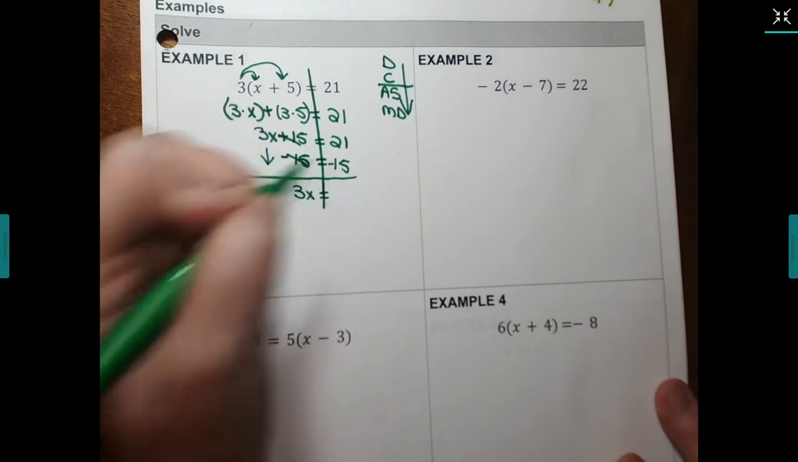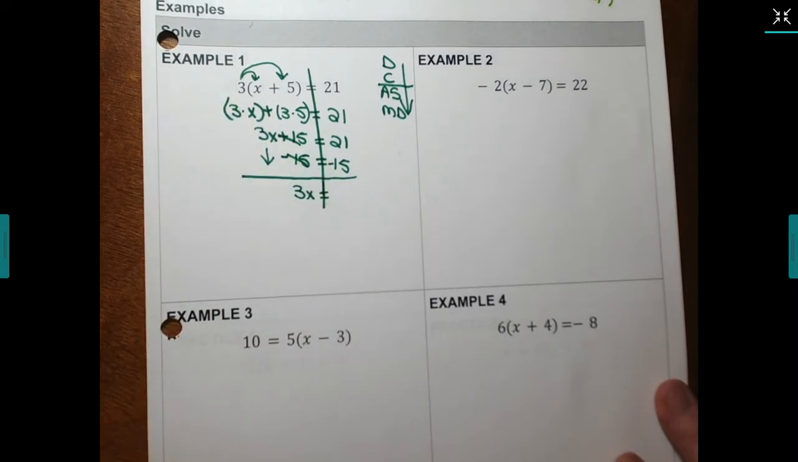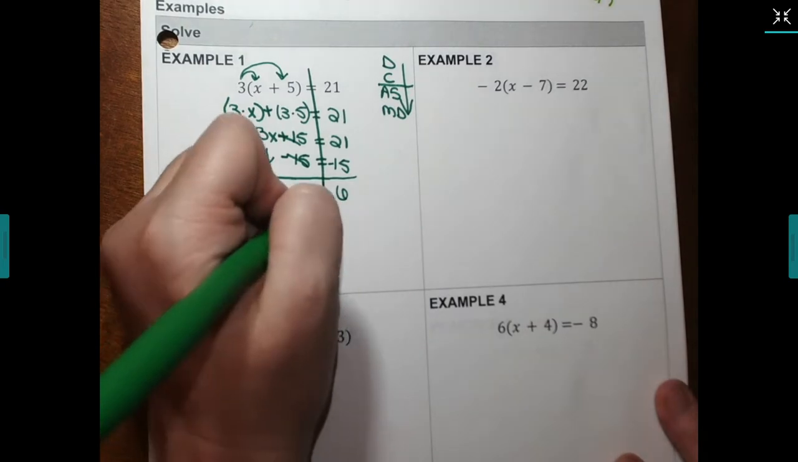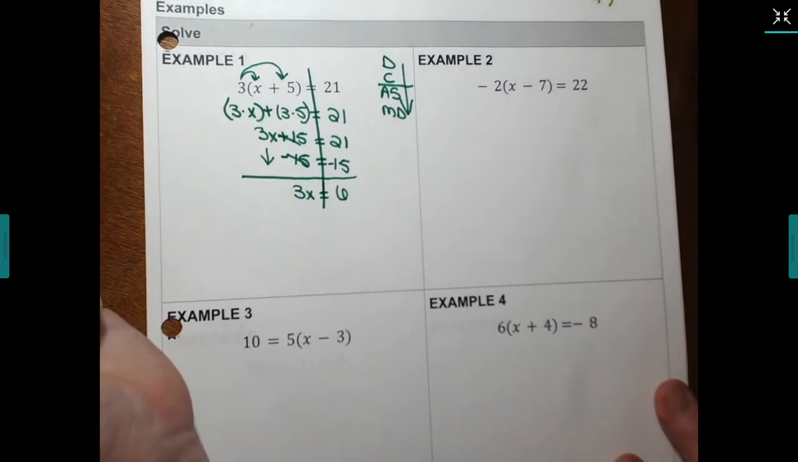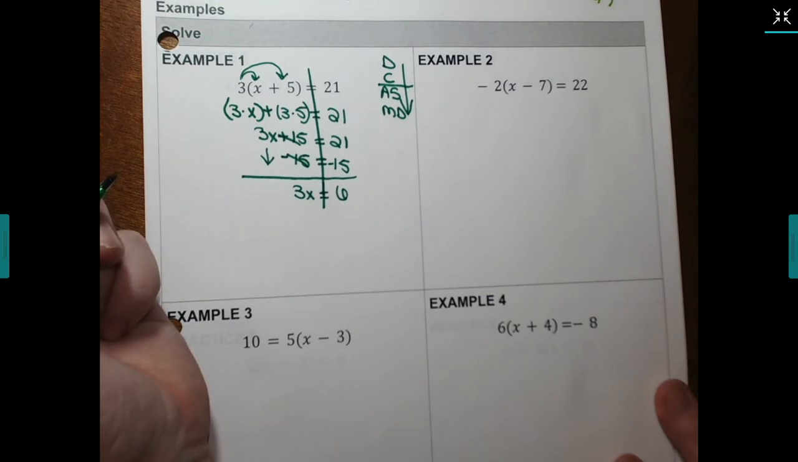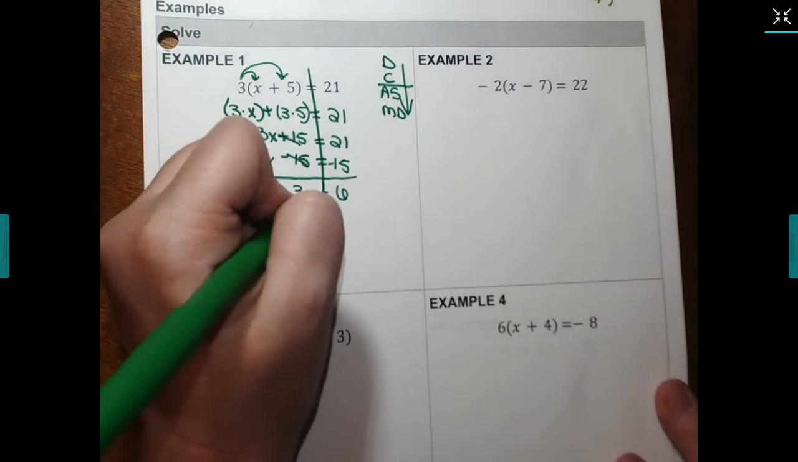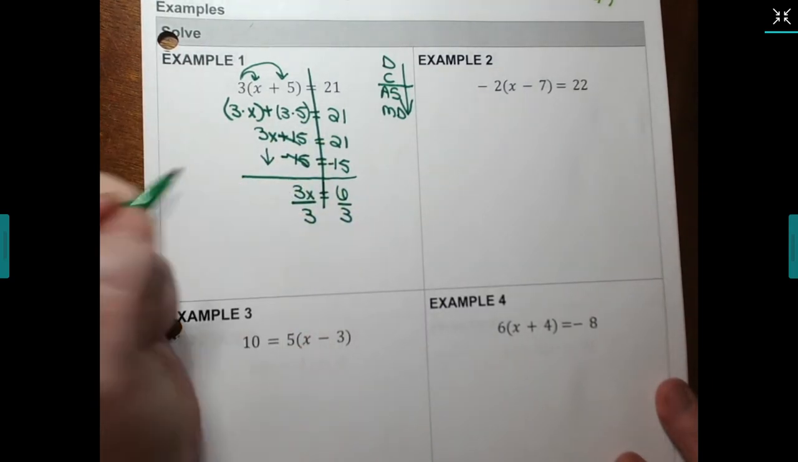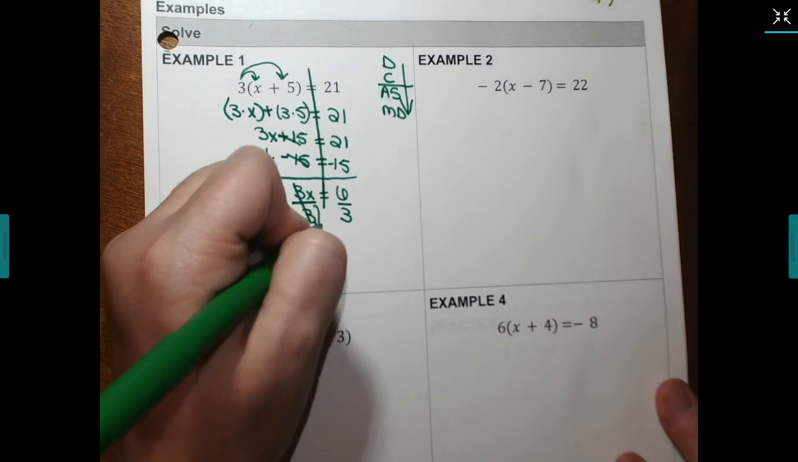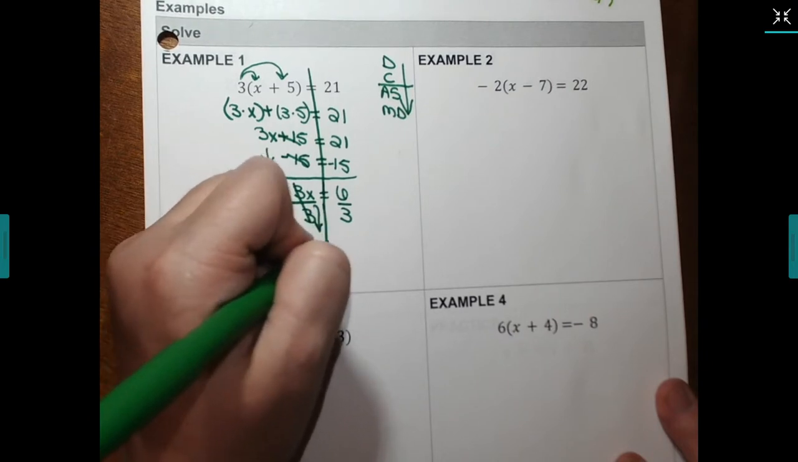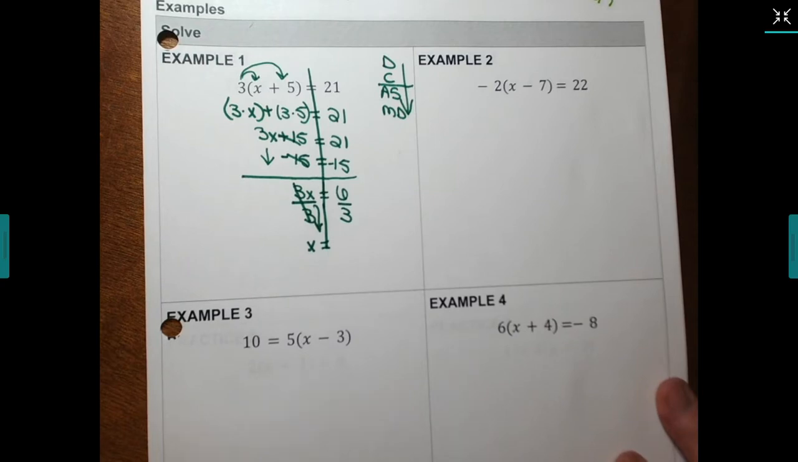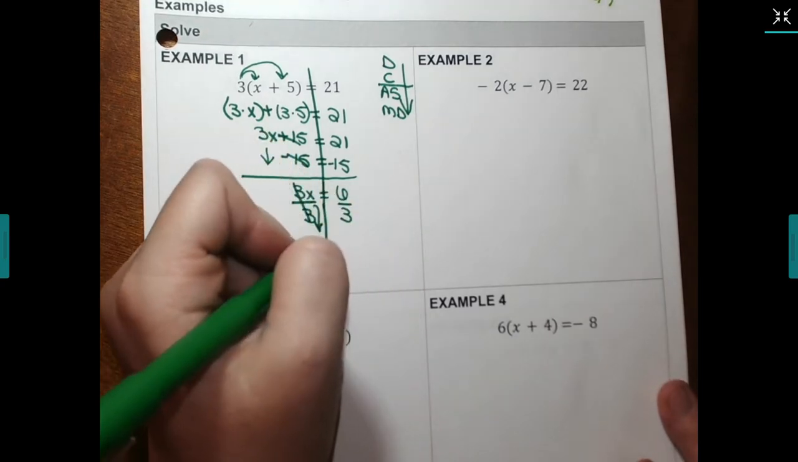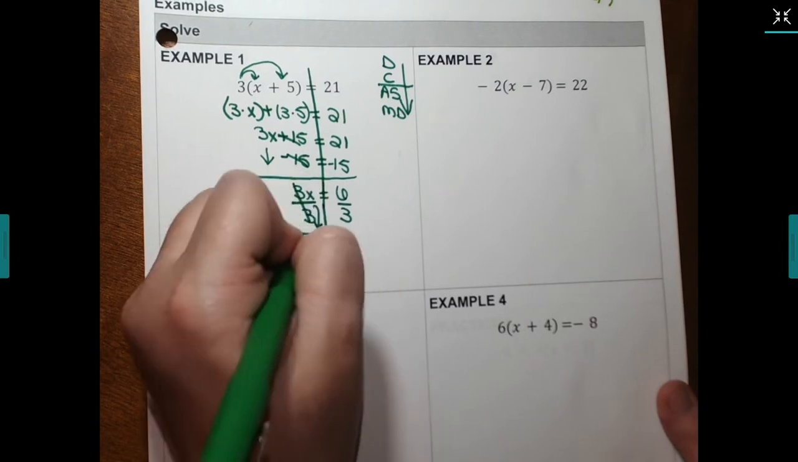21 minus 15. Great moment for Desmos in your life, or Miss McNabb could just tell you that it's 6. And now I need to get rid of this 3. It's being multiplied by my x. I undo multiplication with division. Divide both sides by 3. That goes away. My x comes down. 6 divided by 3. Great moment for Desmos, or you could just say, hey, my teacher said it was 2, so it's 2.